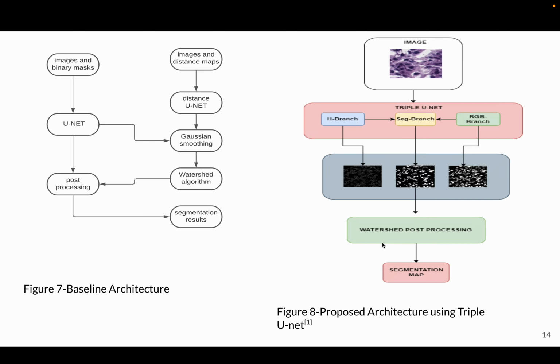Here as we can see on the left, we have the baseline architecture used in the baseline paper, using which the benchmark scores have been developed, and on the right we have the proposed architecture using triple UNet. Here the image goes through the triple UNet, and the segmentation results are then passed through a watershed post-processing that further enhances the segmentation mask by separating the overlapping regions.